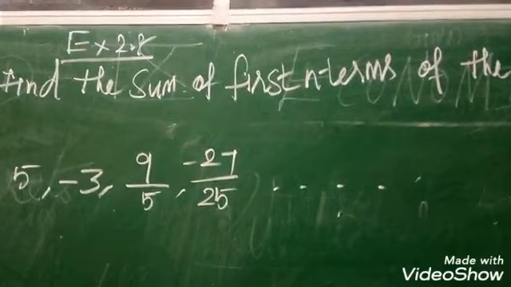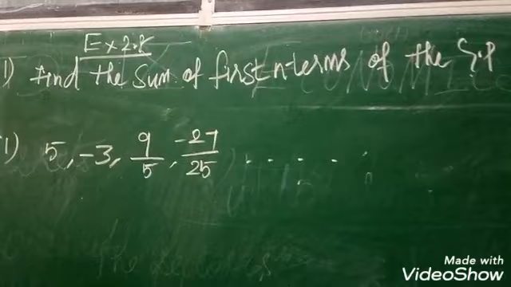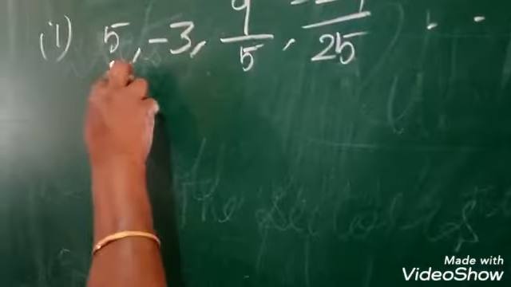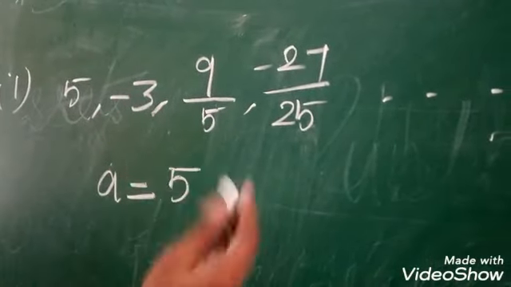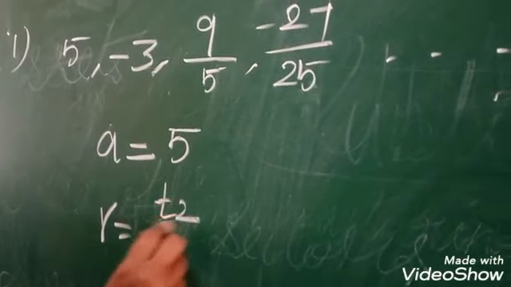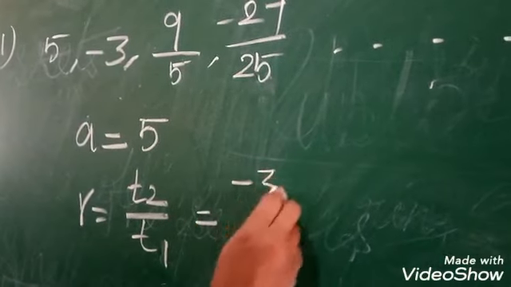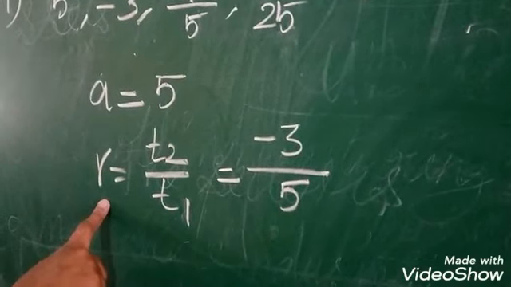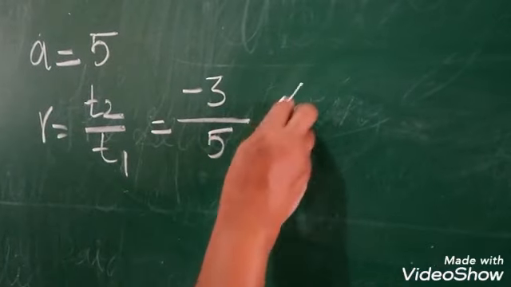See the first sum in the exercise. Find the sum of the first n terms of the GP. We know the three formulas. Which formula do we want to use? First we want to find A, the first term from the series. The common ratio is T2 divided by T1. The second term here is minus 3, so the common ratio is minus 3 by 5. We want to check whether it is greater or less than 1. This is negative, so always less than 1.